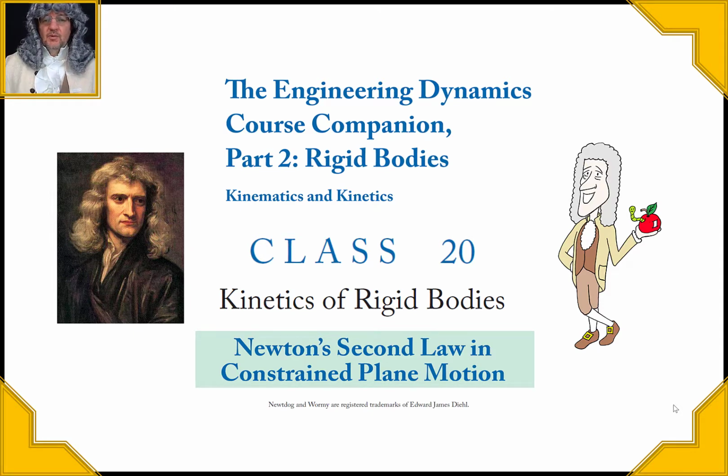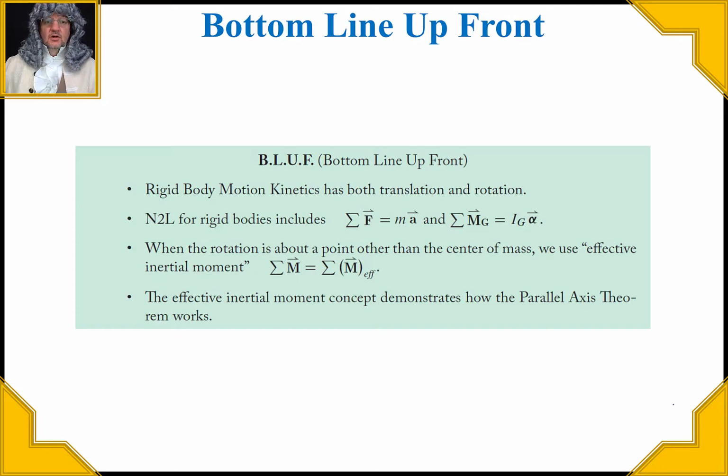All right, we're going to do the bottom line up front. Rigid body motion in kinetics has both translation and rotation. That's what we know about rigid bodies, right? They have translation and rotation. So in a similar manner, when we go to Newton's second law, we have F equals ma for the translation side of things. But then we also have a corollary to F equals ma, and we're going to deal with the rotation, so we have moments.